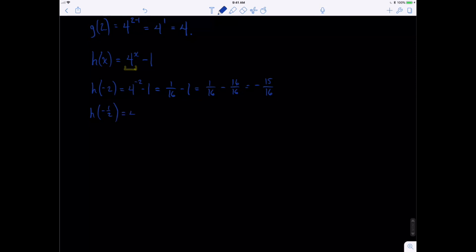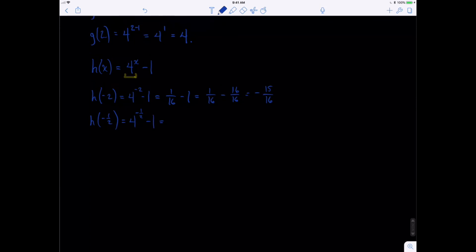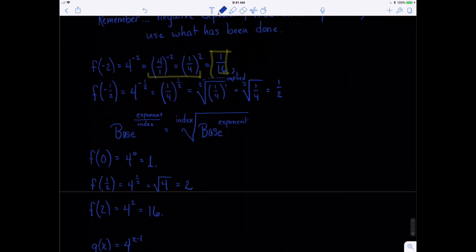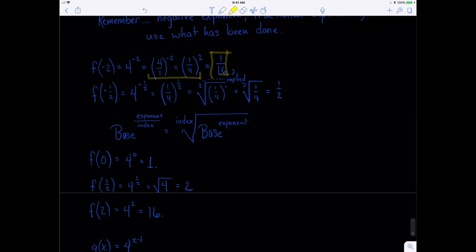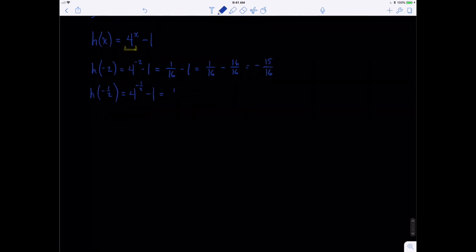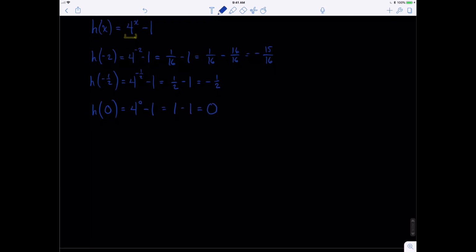Okay, h of negative 1/2. Well, this is 4 raised to the negative 1/2 minus 1. And let's go up above and see what we came up with there. We came up with f of negative 1/2 is simply a half. Okay, so we can use that down here. 1/2 minus 1 is minus 1/2. Okay, h of 0 is 4 raised to the 0, subtract 1. And then, well, we know 4 raised to the 0, that's 1, minus 1 to get 0.